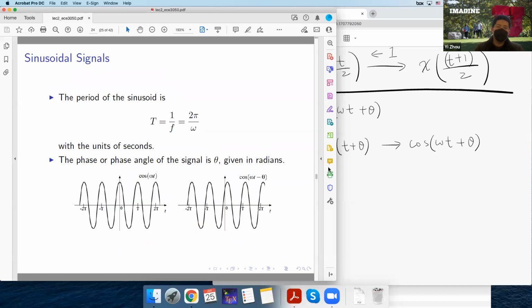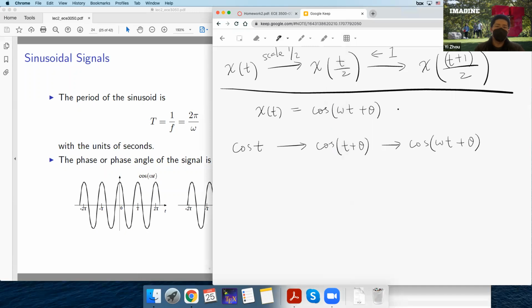Okay. Now the period of this signal is 2 pi divided by omega. This is because cosine t has a period 2 pi. Right? This is the period for the standard cosine signal. And time shifting does not change the period because it doesn't change the scaling of the signal. So after time shifting, the period is still 2 pi, right?